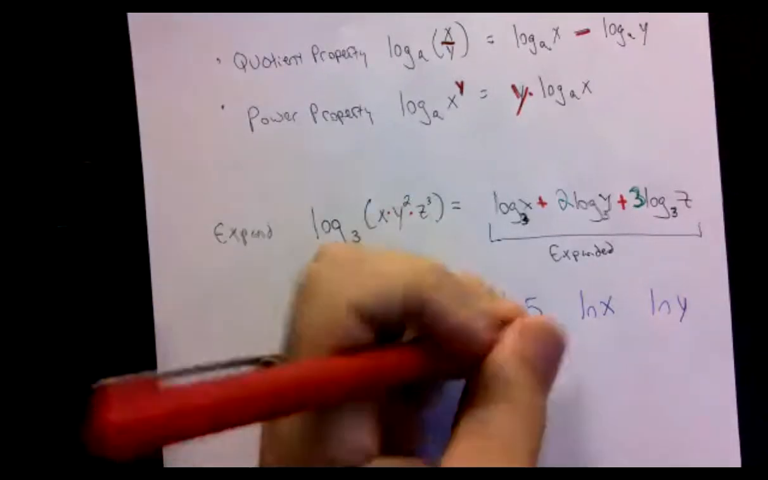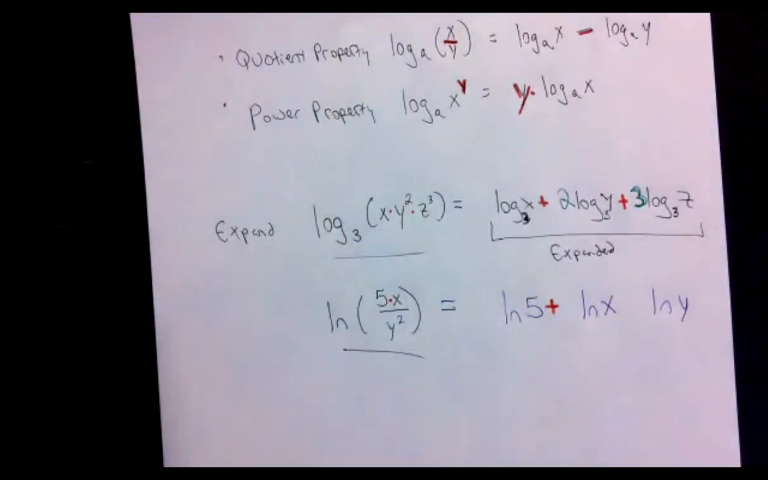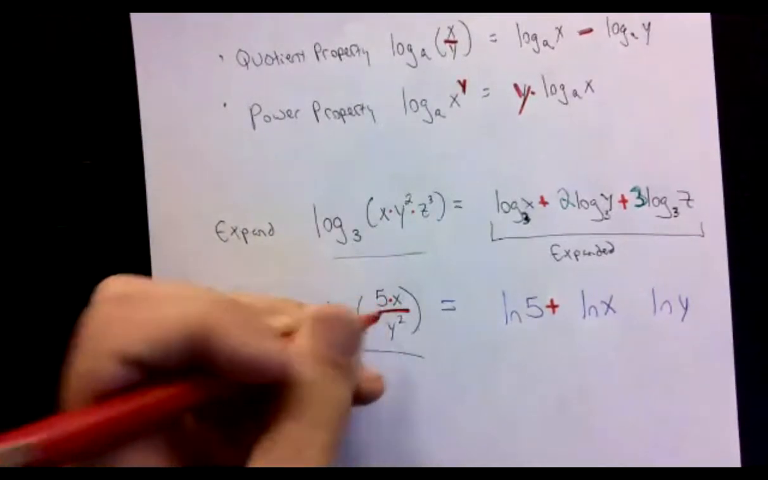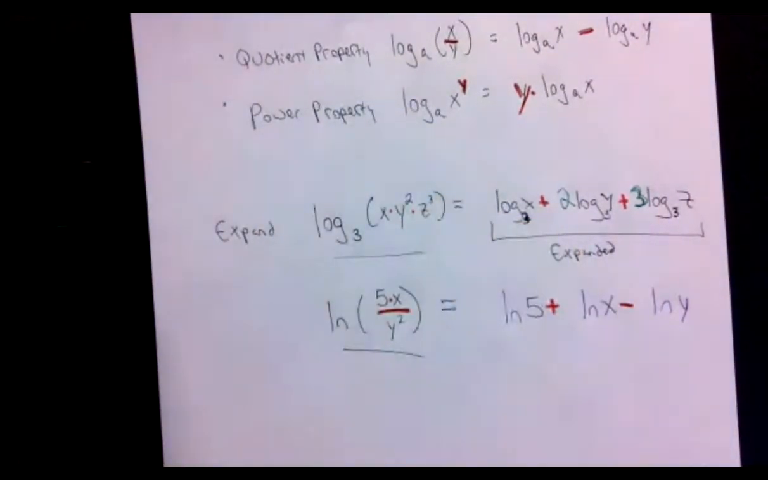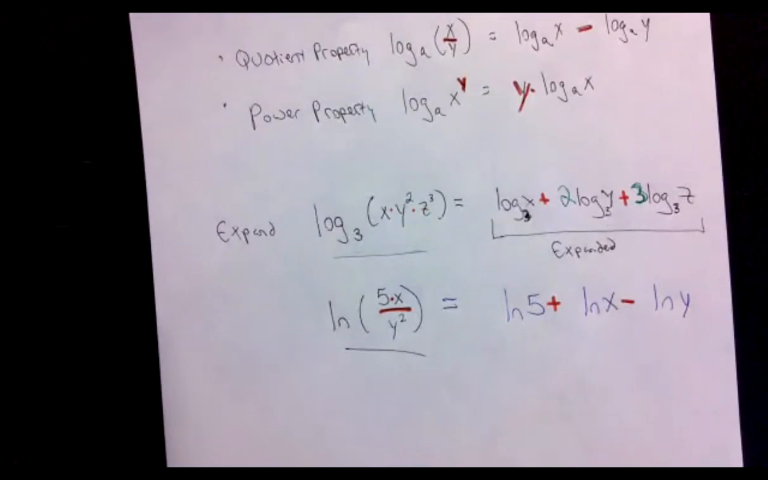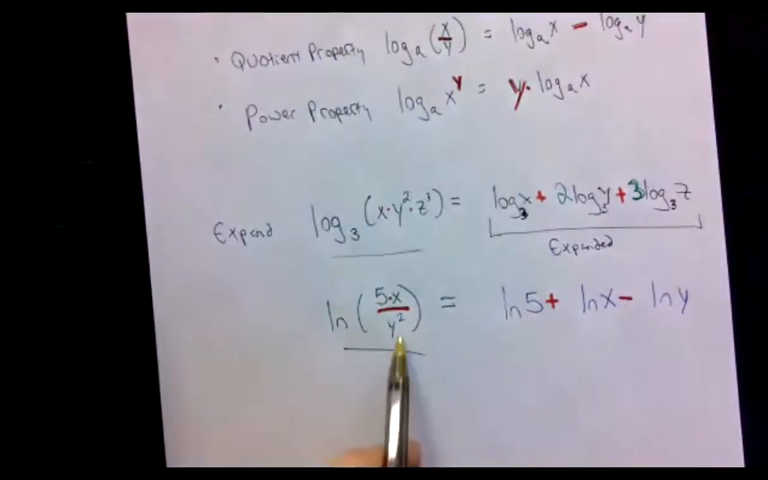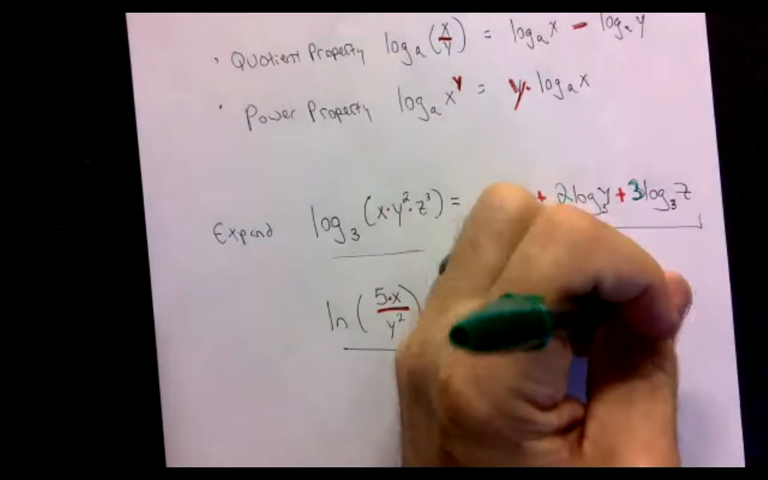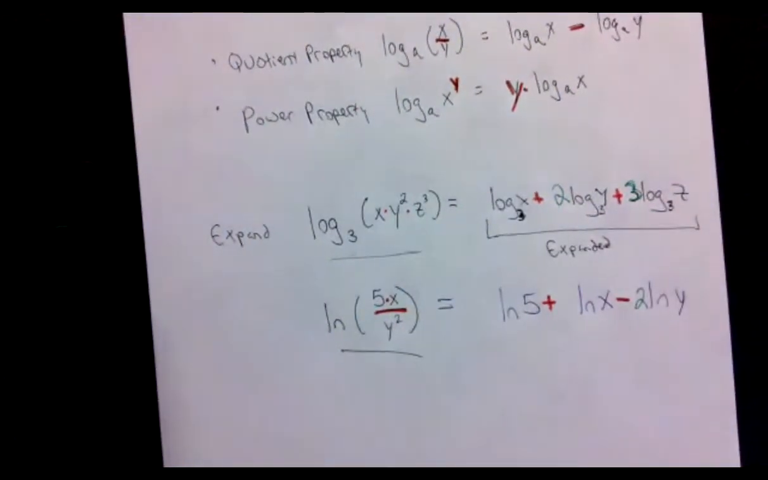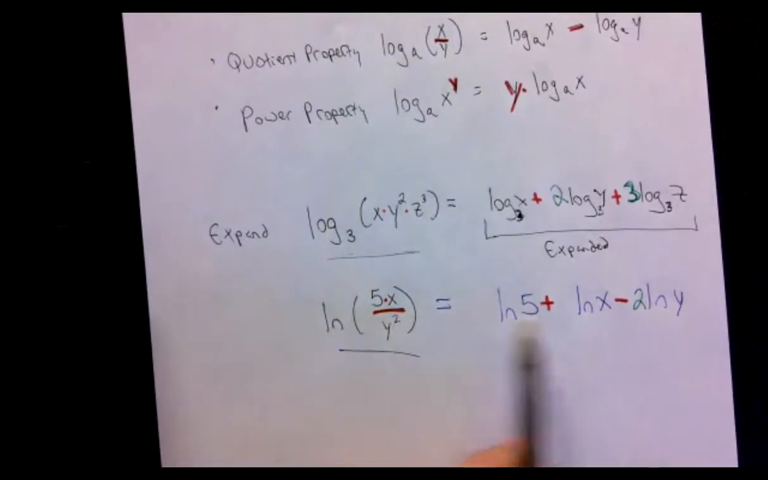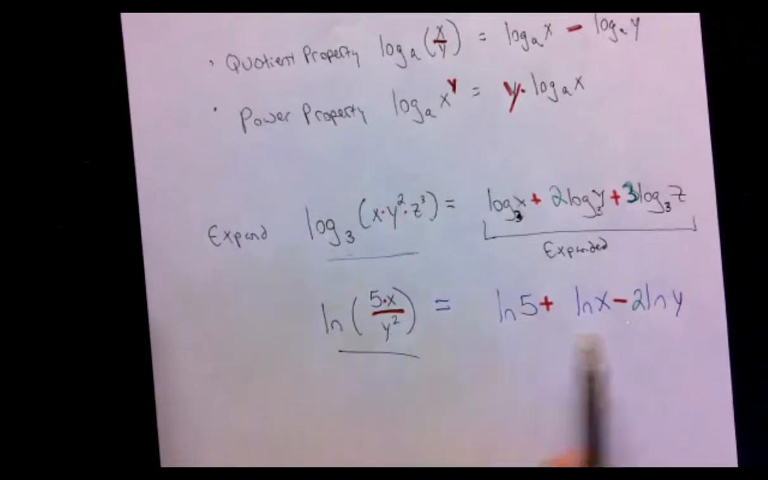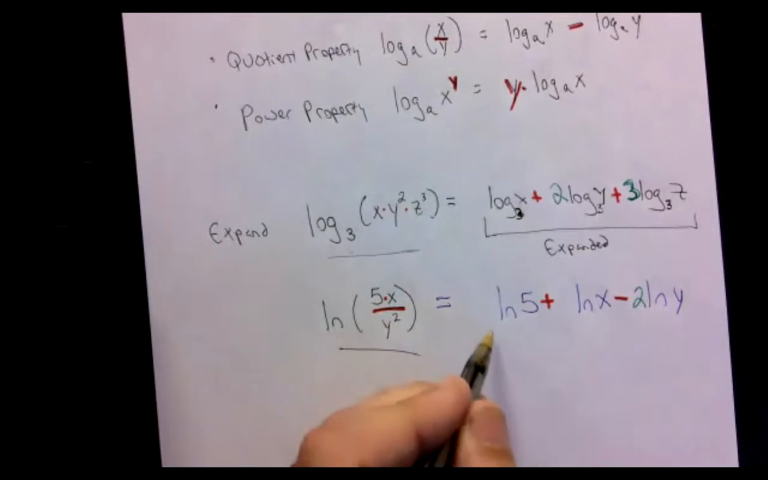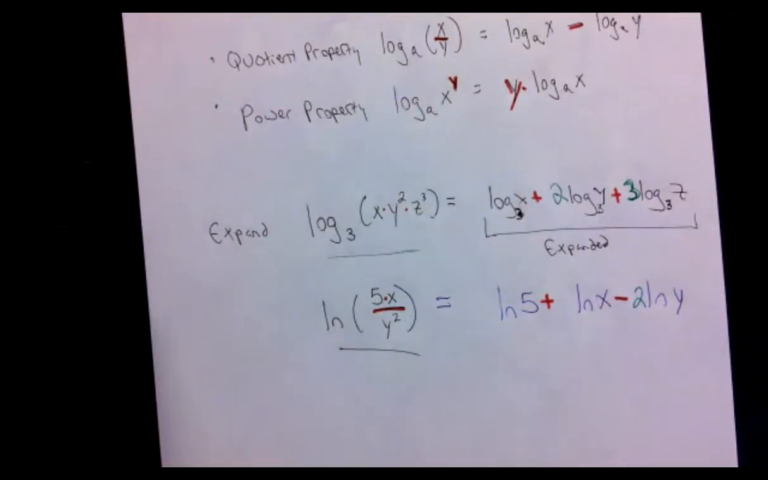Again, multiplication becomes addition. Division becomes subtraction. If you have any powers, those come to the front. So if we were expanding, we would get the natural log of 5 plus natural log of x minus 2 natural log of y. And again, this is your expanded form.